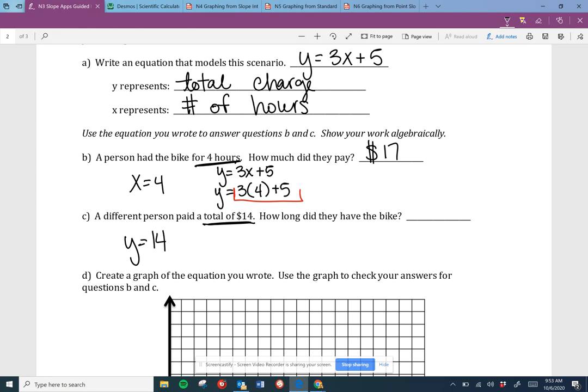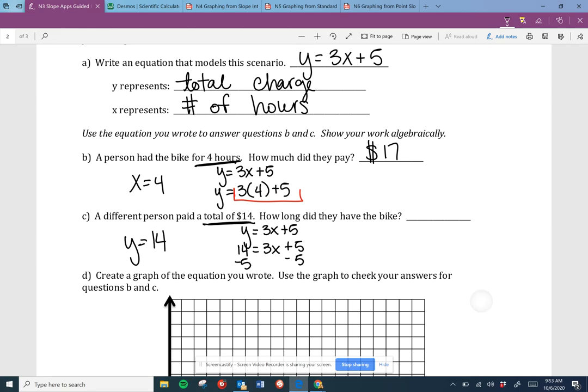Okay, this is a different one. I couldn't use my calculator exactly, so I'm going to have to solve for x. The first step is moving that plus 5 to the other side. The opposite of plus 5 is minus 5. So I end up here with 9 equals 3x, and then my last step is to divide by 3. So I would say, okay, they would have had the bike for 3 hours, right?